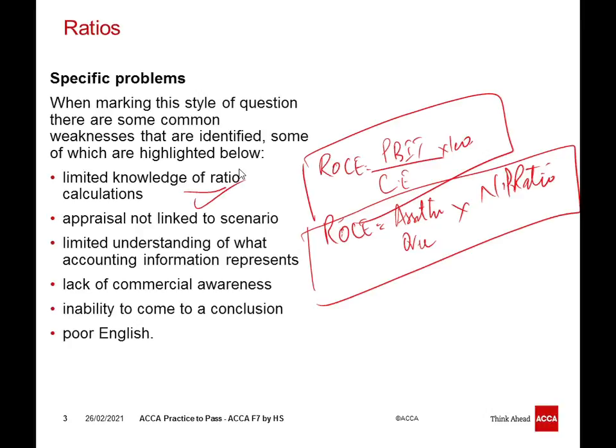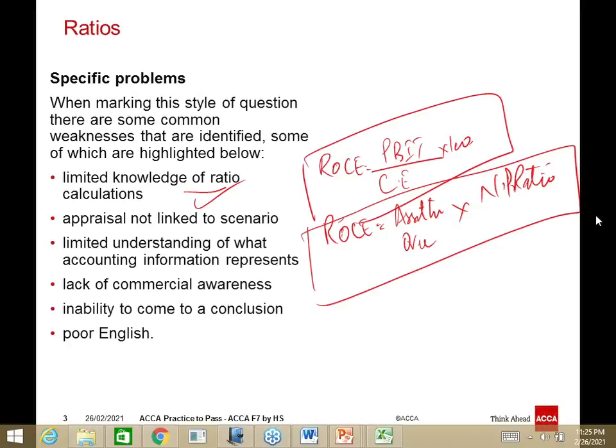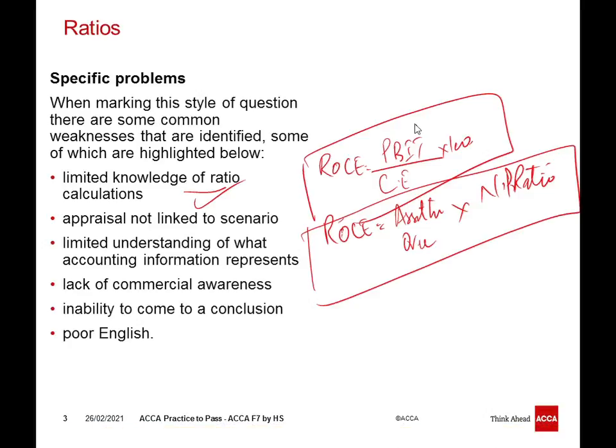So, limited knowledge of the ratio calculations. You should remember each and every formula for the ratios that is examinable. The examiner is not expecting at this level that you will not have knowledge of the formulas for the ratios. Always calculate the ratio using the formula, but when you are going to interpret the ROC, you will need to see if the ROC is increasing or decreasing. The responsibility will be on the asset turnover and the net profit ratio.